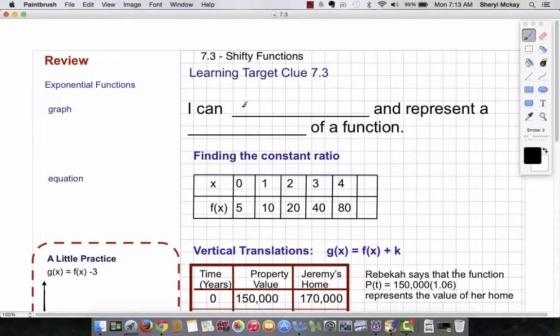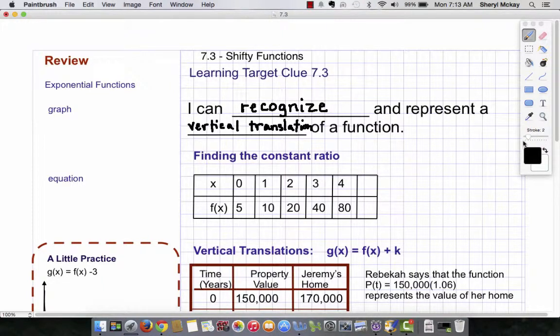I can recognize, so write the word recognize, and represent, and this should be two words, vertical translation, so you're going to write it small. Vertical translation of a function, all right? I can recognize and represent a vertical translation of a function.